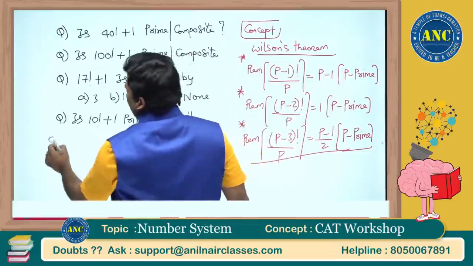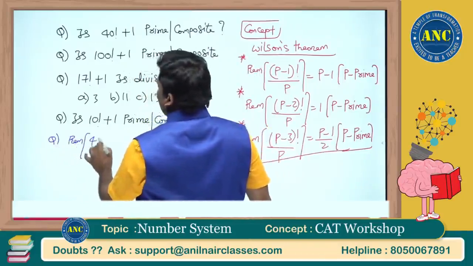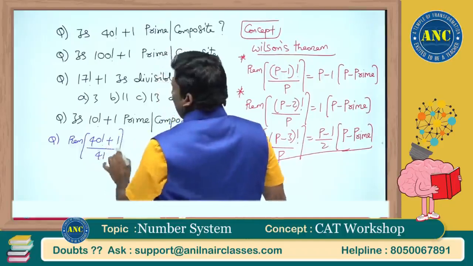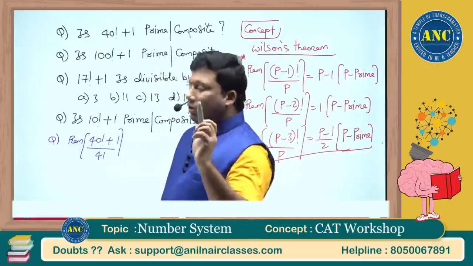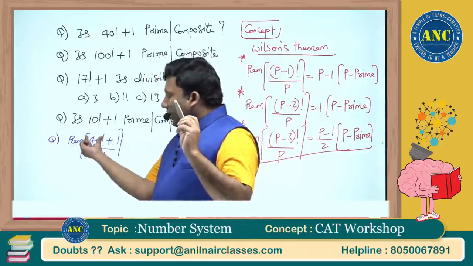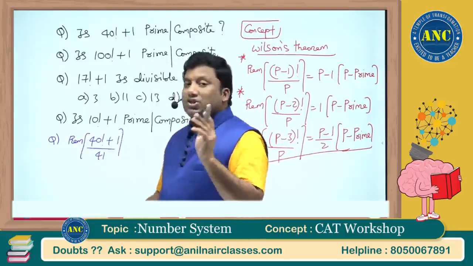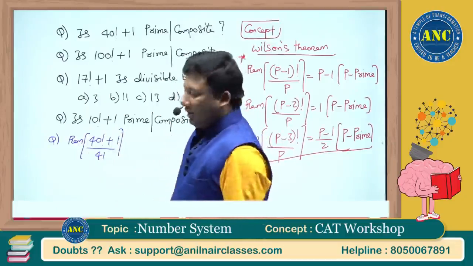Now first question: check 40 factorial plus 1 divided by 41. 40 factorial is the product of all natural numbers from 1 to 40. It is divisible by 2, 3, 4 and so on up to 40, plus 1. That means the number is not divisible by any natural number from 1 to 40. Am I right?